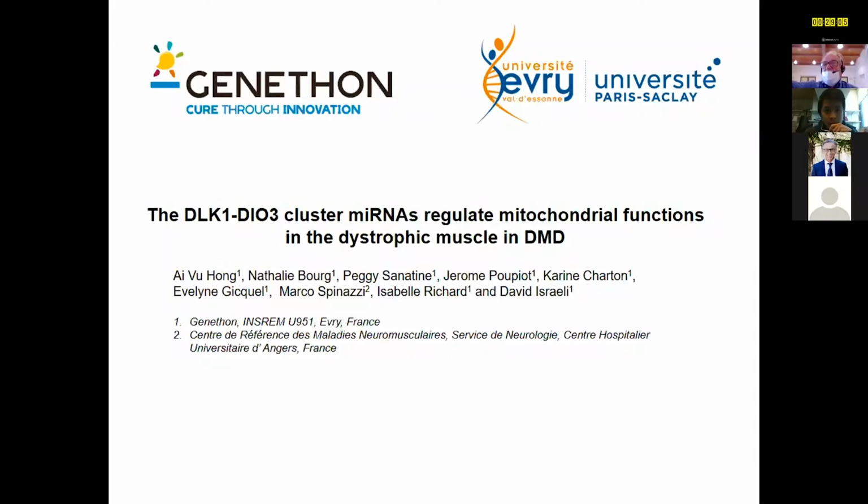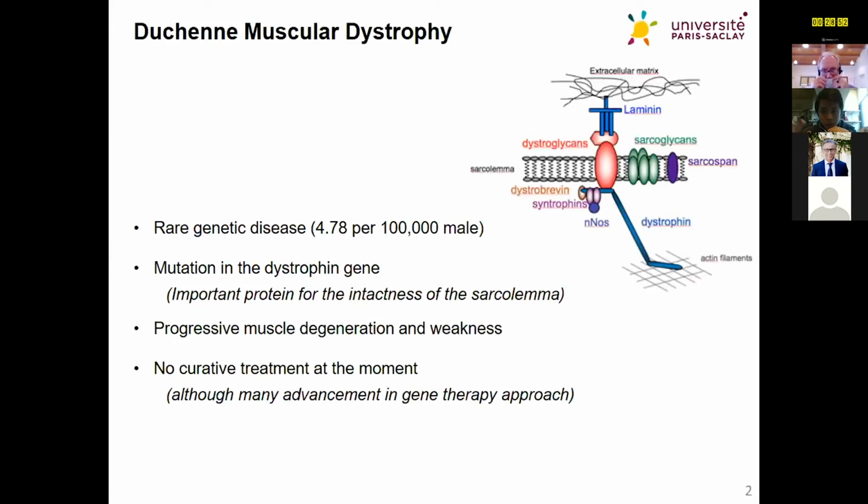So my present study is focused on a cluster of microRNA named DLK-DIO3, and it can regulate the mitochondrial function in the dystrophic muscle in Duchenne muscular dystrophy. So especially for the audience of this meeting, we have already had a very comprehensive introduction about Duchenne, so I will just briefly mention that.